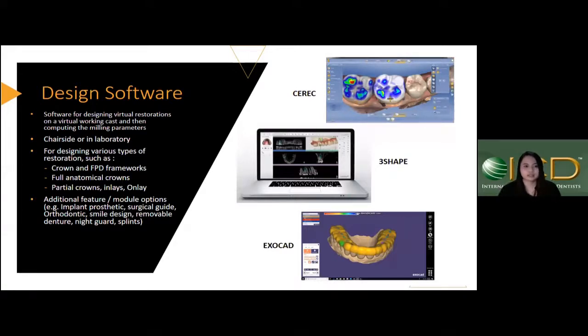This design software usually has additional features or module options. So if you need this software to make implant prosthetics, surgical guides, orthodontic work, or smile design, removable dentures, or night guards or splints, you may have to purchase additional features that are not included in the standard features, which are just for crowns or fabrication of partial dentures.